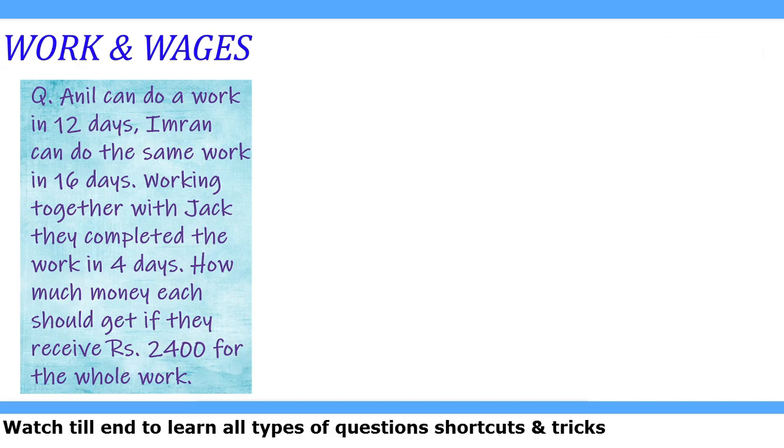Here Anil and Imran took the help of Jack and they completed the work in 4 days, and we have to find their share in the total earning of rupees 2400. So we solve like this. As we do not know the capability or efficiency of Jack, we will find out the share of Jack from the work done by Anil and Imran. So we first solve for Anil and Imran.